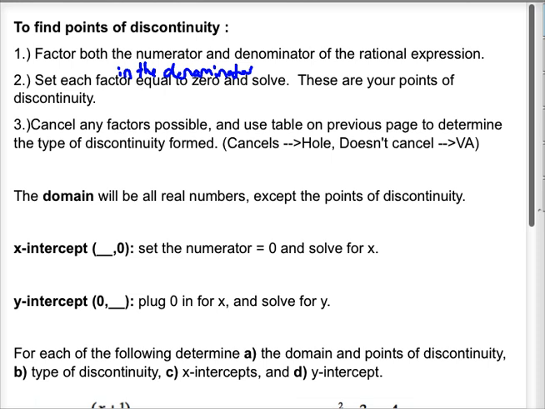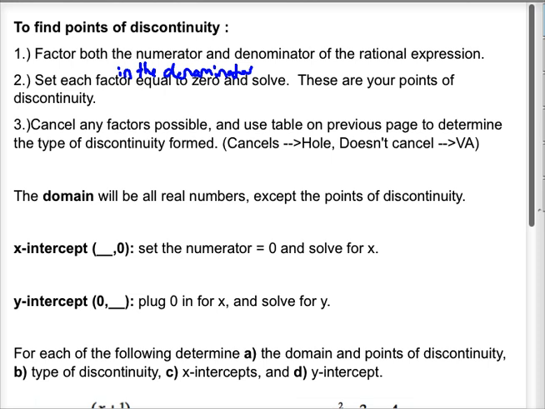Cancel out any possible factors and then use the table on the previous page to determine the type formed. Again, if it cancels, it makes a hole. If it doesn't cancel, it creates a vertical asymptote. And the domain of all these is going to be all real numbers except where that point of discontinuity is. So our domain is going to be all real numbers, again, except where those discontinuous points are.